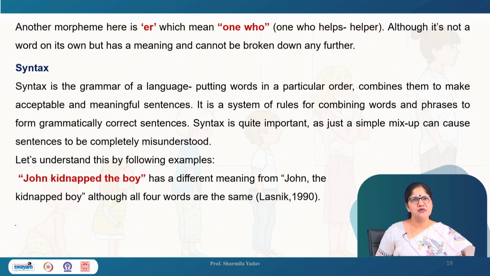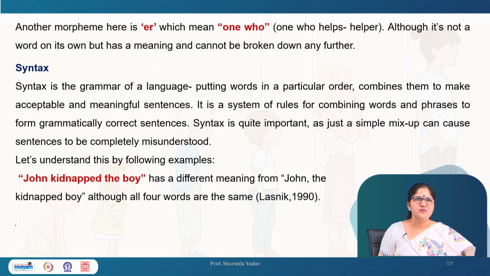Another morpheme here is er, which means one who helps, helper. Although it's not a word on its own, it has a meaning and cannot be broken down any further. For example, in Bengali, if you say it's a home of Sham, we say Shamer Badi. So that er, and that in English also it's helper, and that er has a meaning. Sham ka badi hai, Sham ka ghar hai, it's a home of Sham.